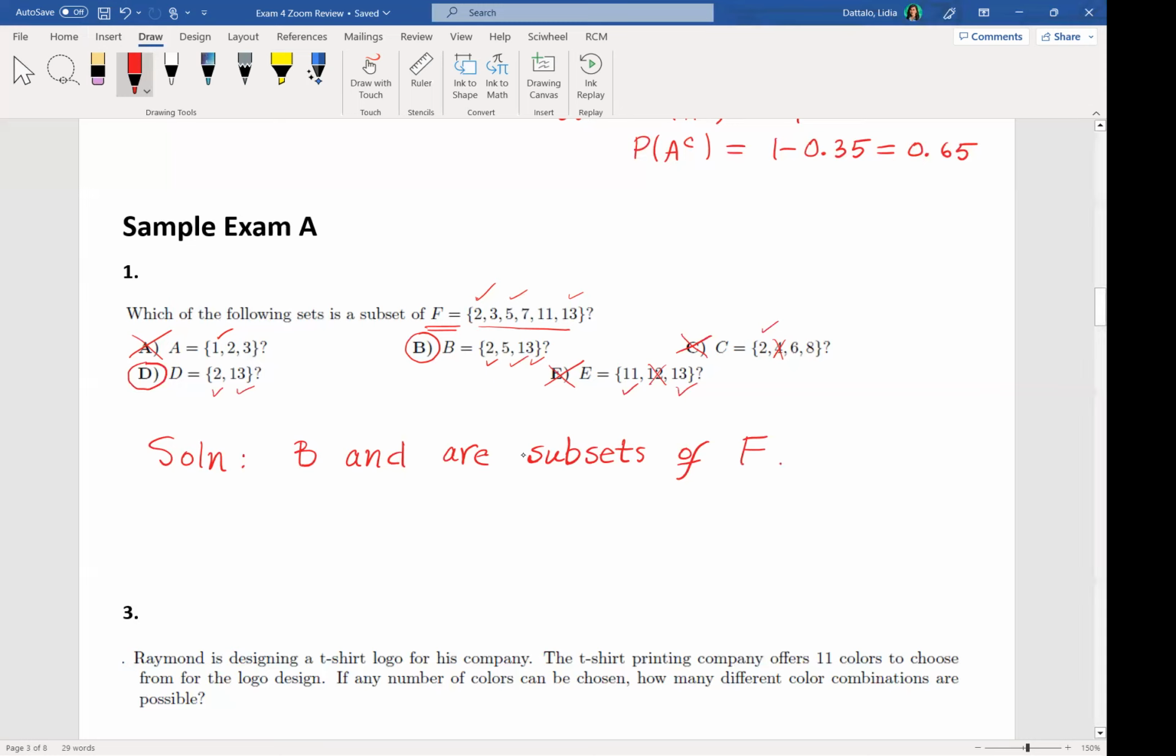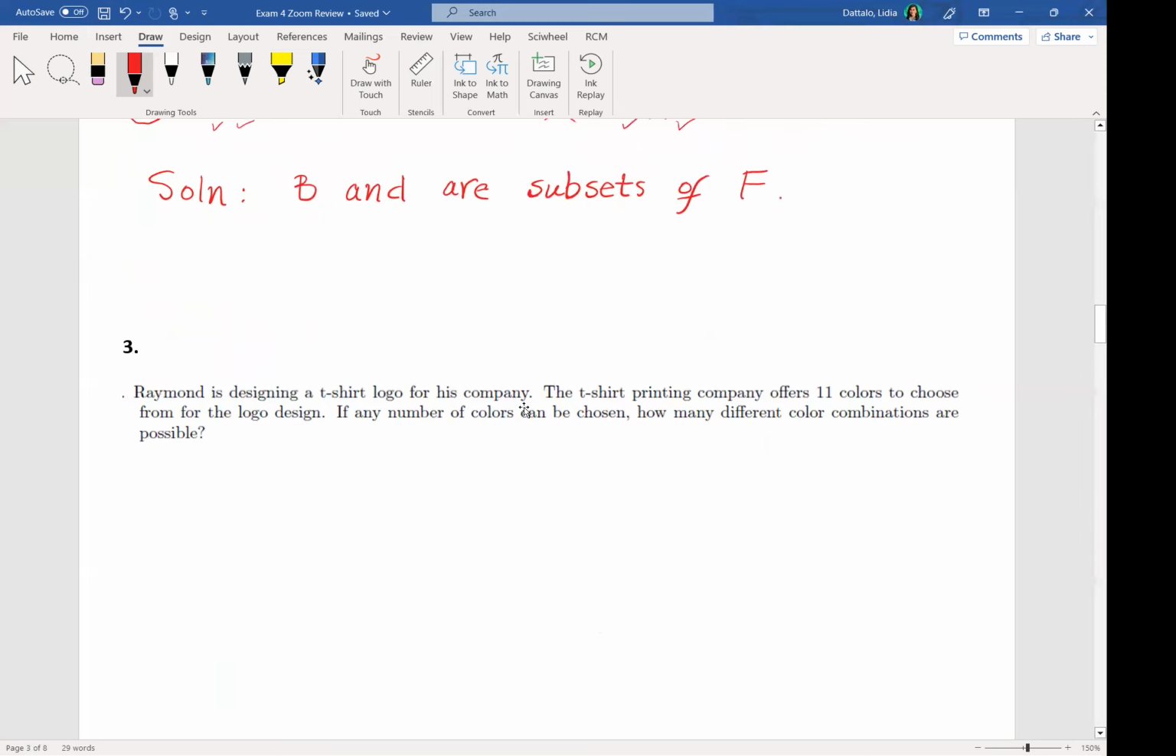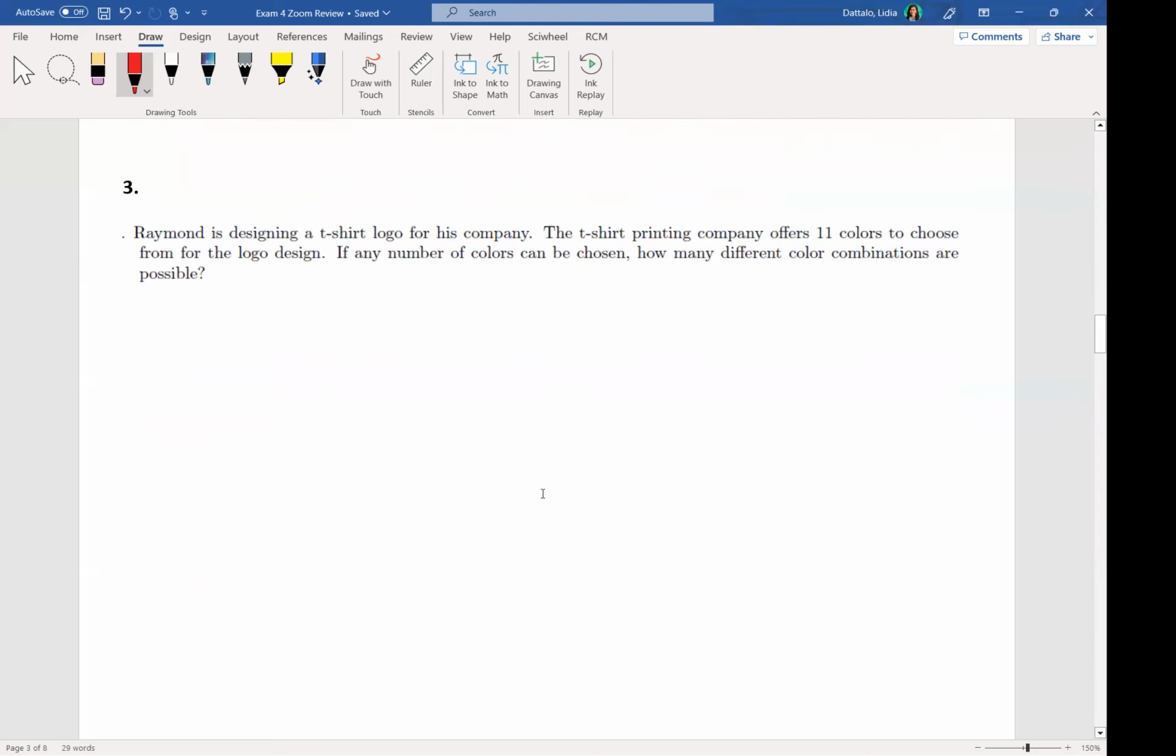Okay. Now, number 3, again, comes from sample A review. Raymond is designing a t-shirt logo for his company. The t-shirt printing company offers 11 colors to choose from for the logo design. If any number of colors can be chosen, how many different color combinations are possible?